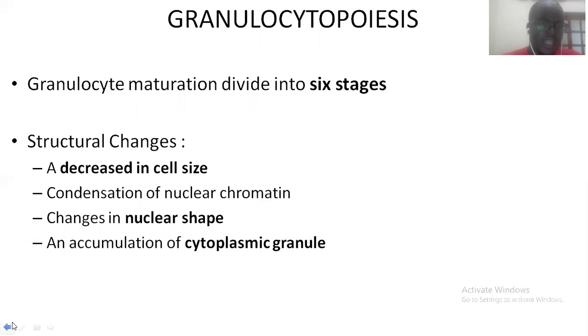There is a decrease in cell size. As these cells are developing, they will start as bigger cells, and then as they are differentiating, they'll become more specific and smaller in size. There's also condensation of the nuclear chromatin, and changes in the nuclear shape. As the nucleus is condensing, you find that it will also become smaller. On top of that, there's accumulation of cytoplasmic granules. So these are structural changes that we can see as the cells are developing.